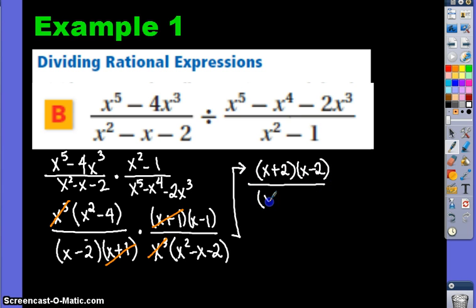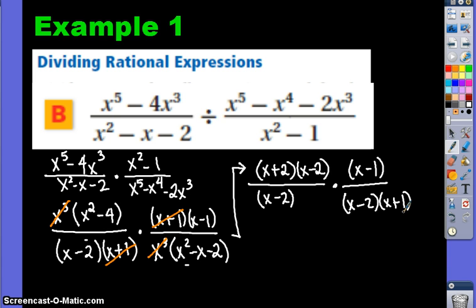Divided by, and now you can see why this is important, there's an x minus 2 right there, times, then we have an x minus 1 up here, and then we have a trinomial down here that we could factor. That would be, again, just like we did earlier, x minus 2 times x plus 1.